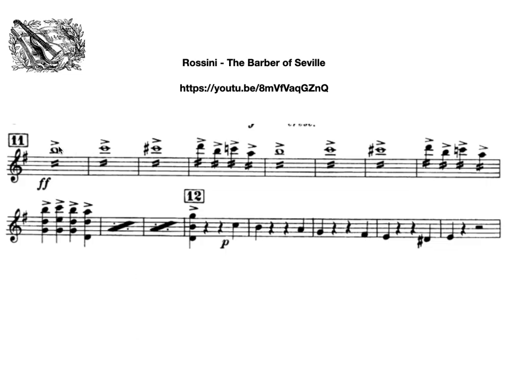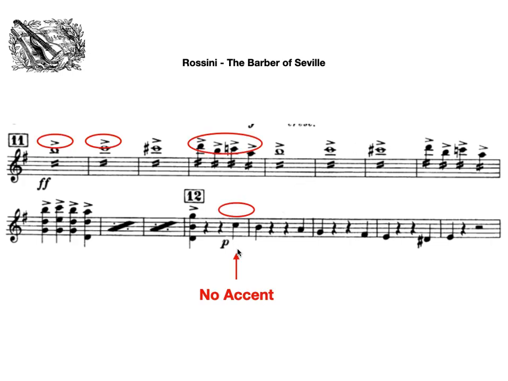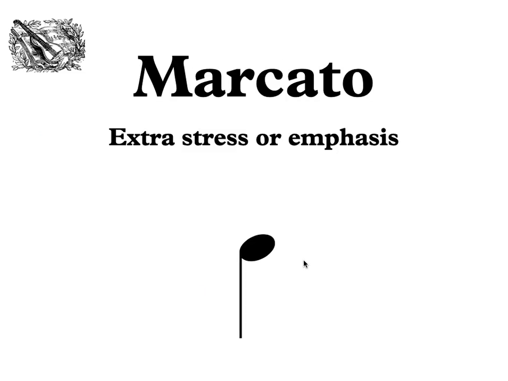Okay. So Rossini has accented these phrases here. Okay. So notice the accent symbol, and notice there is no accent here. So this passage should be played differently than this. This gets the extra emphasis. This gets a more mild sound. Okay. So the accent. Next one is marcato, and that's a V that's upside down.